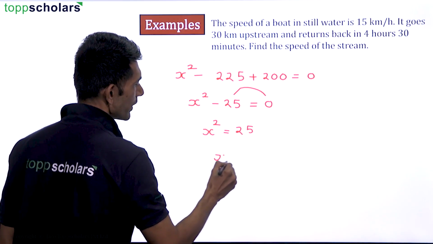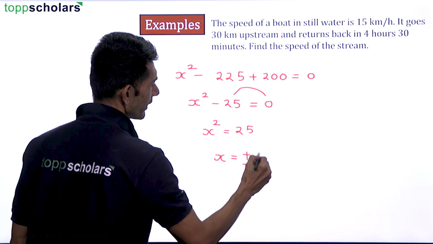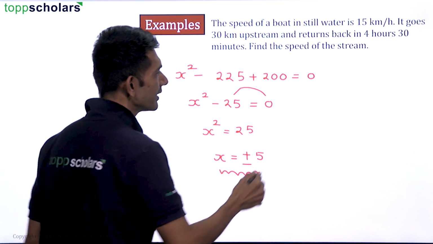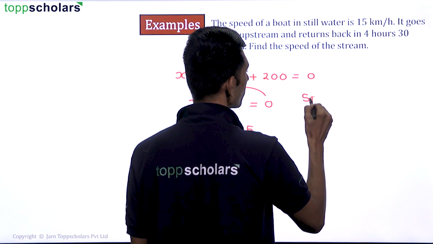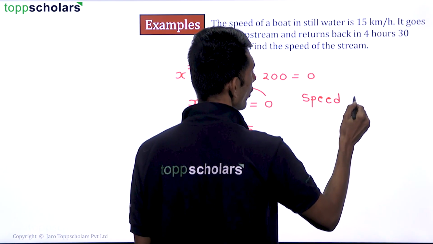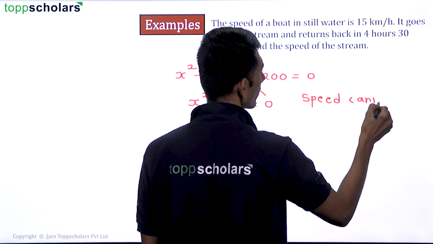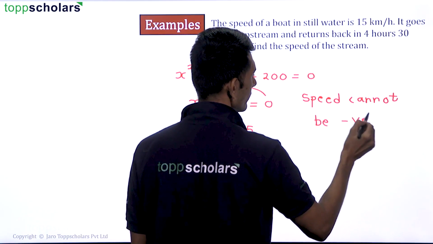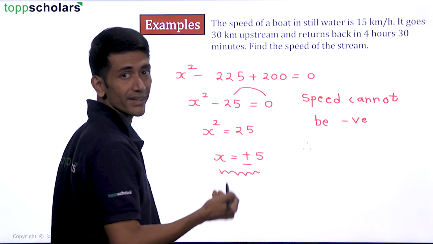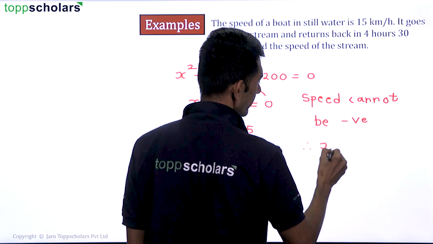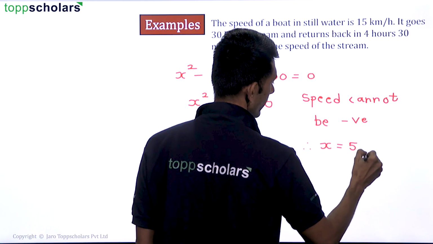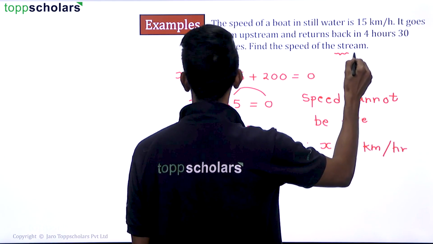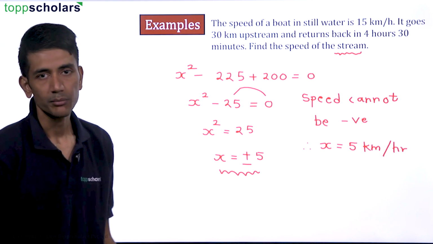X will be equal to under root 25. That is plus or minus 5, right? But what are we talking about? We are talking about the speed. Can speed be negative? Speed cannot be negative, right? Therefore, the value of x that you get is 5. So x is equal to 5. That is 5 kilometer per hour, which is the speed of the stream. Correct? So the speed of the stream is 5 kilometer per hour.